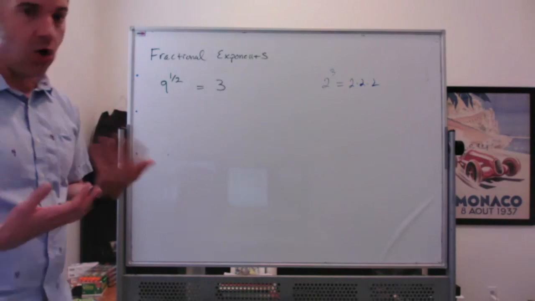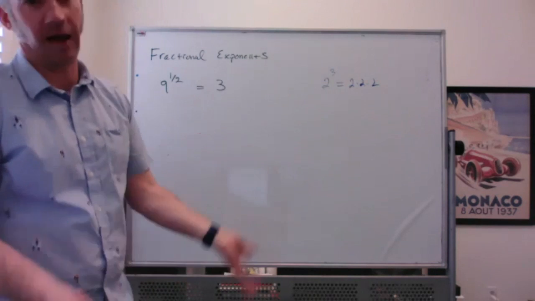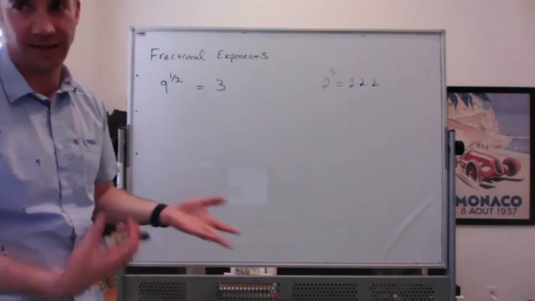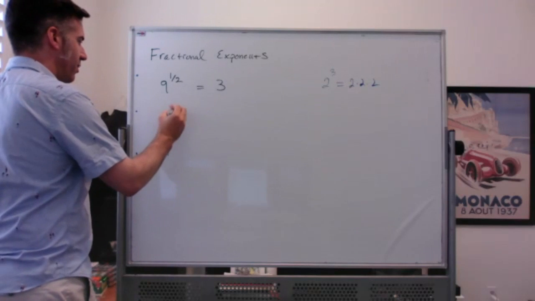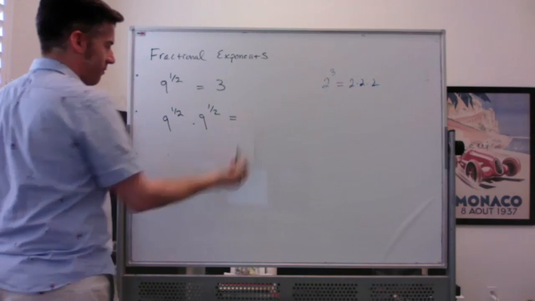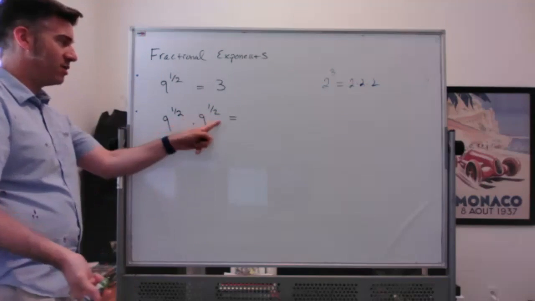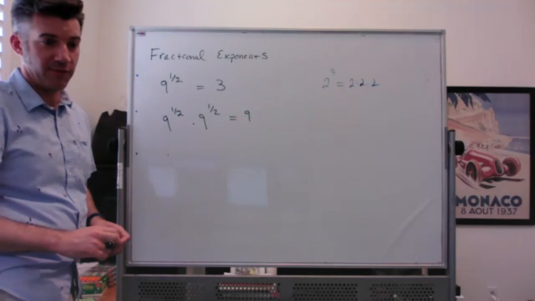Well, all these things work because of the additive law of exponents. I'm going to say it like 1,000 times. The additive law of exponents, again and again. If you take 9 to the 1/2 and multiply it by 9 to the 1/2, when you add those powers, what do you get? What's a half plus a half?